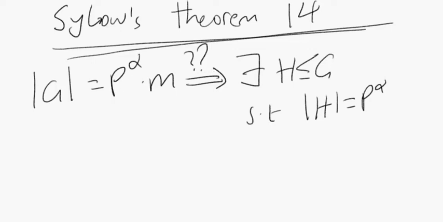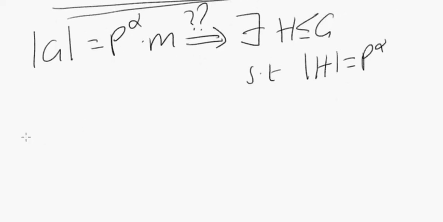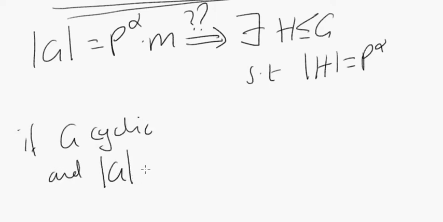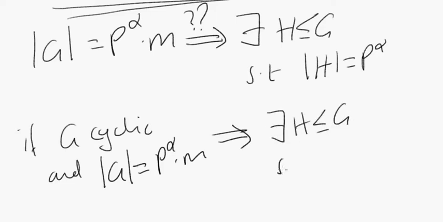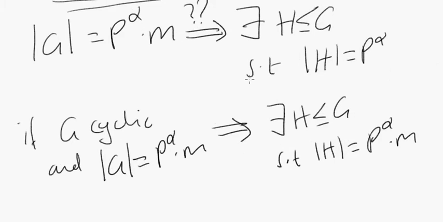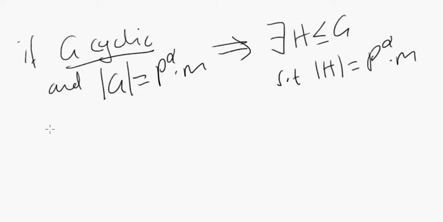So far we appear to have shown that if G is cyclic and the order of G equals p to the alpha times m, then this necessarily implies that there exists some subgroup H of G such that the order of H equals p to the alpha. So we appear to have proved this statement for the case when G is cyclic. And so naturally, what does that mean?